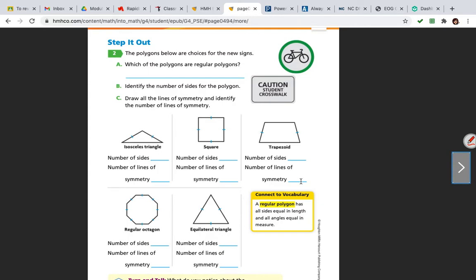it says the polygons below are choices for the new signs. Which of the polygons are regular polygons? So regular polygons means they have lines of symmetry. It's our traditional shapes. So we look at isosceles. Isosceles triangle is not a regular polygon, but a square is. So we'll write square.